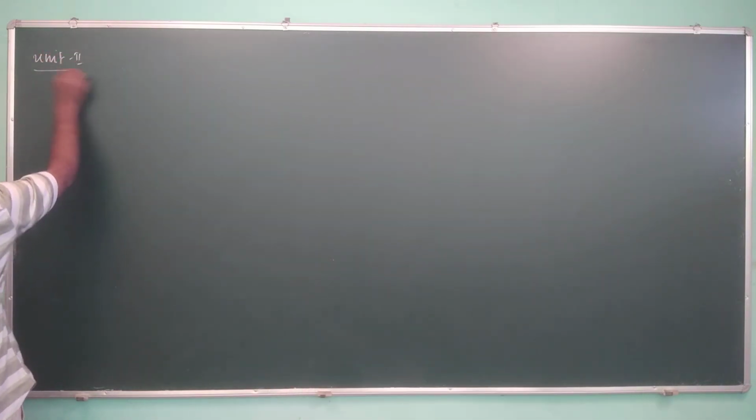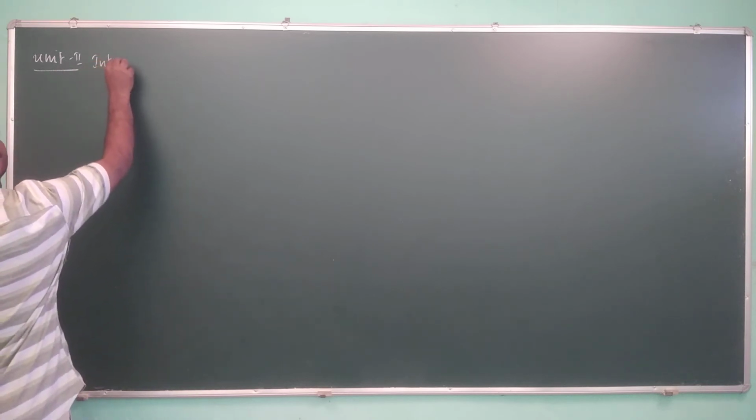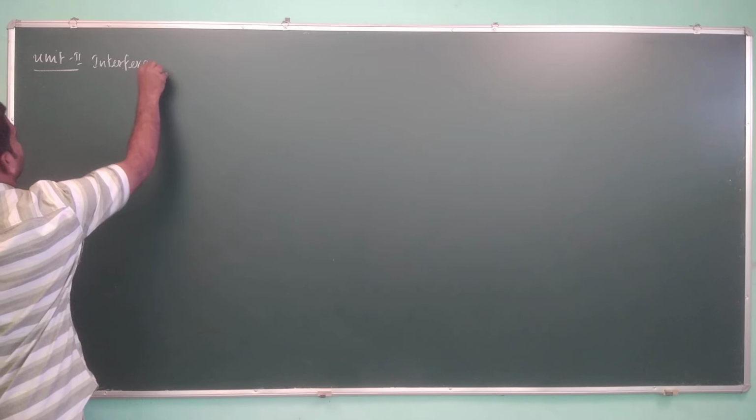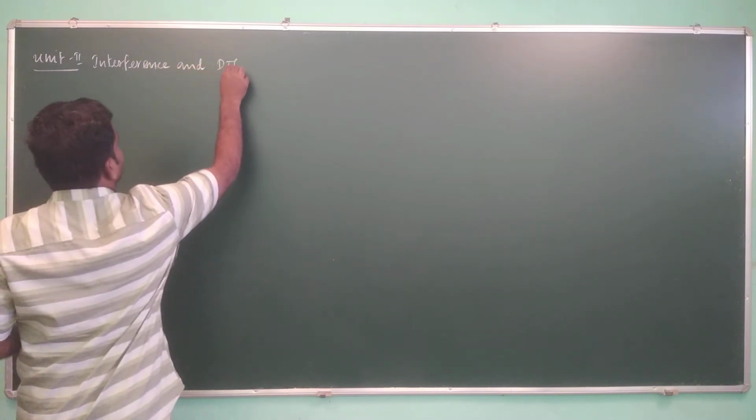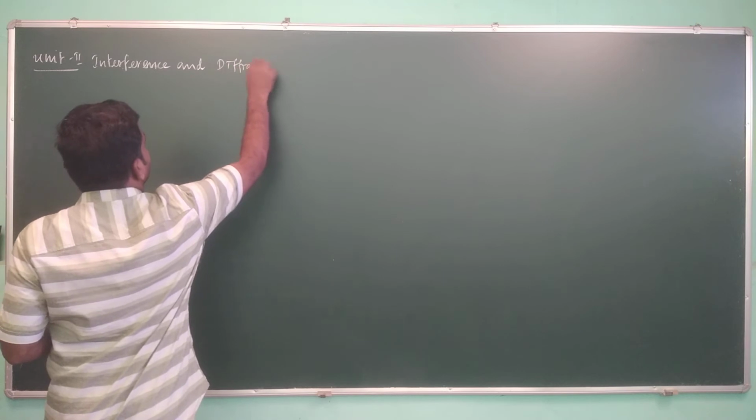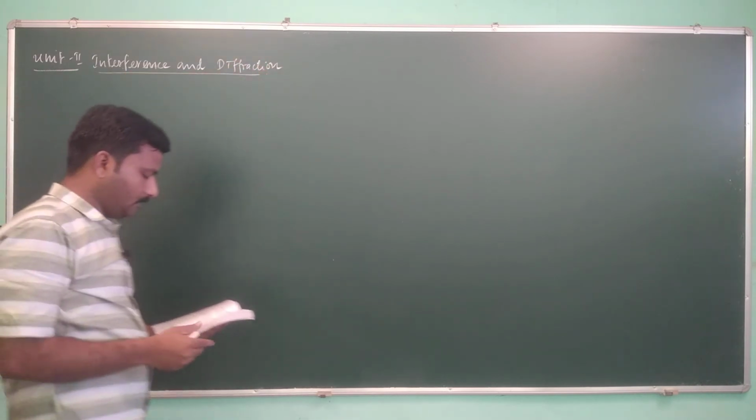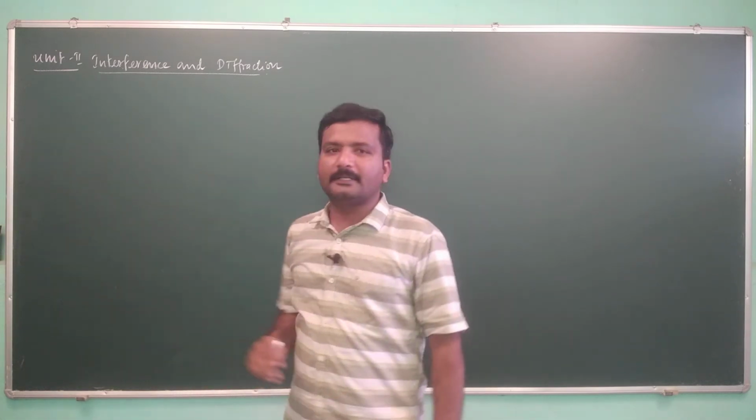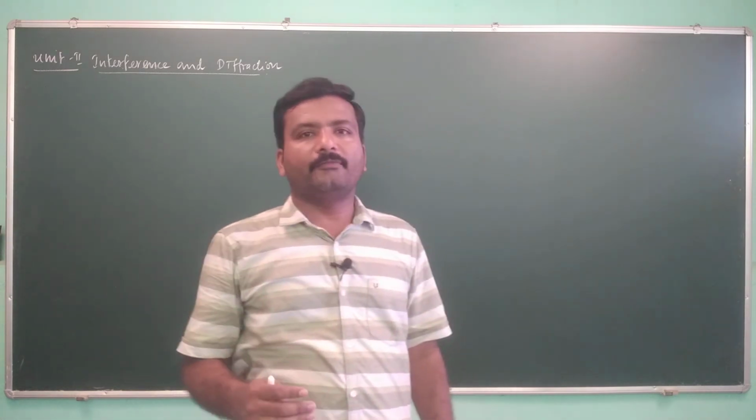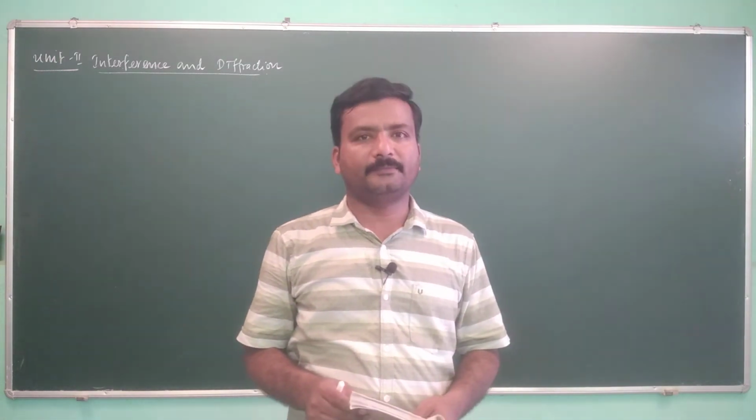Unit 2, interference and diffraction. Interference is a phenomenon that occurs when two waves interact with each other.